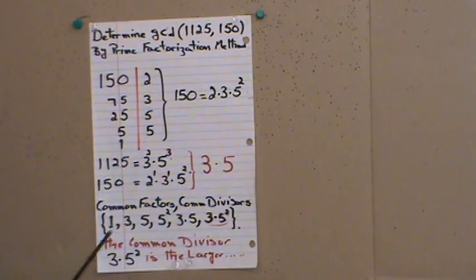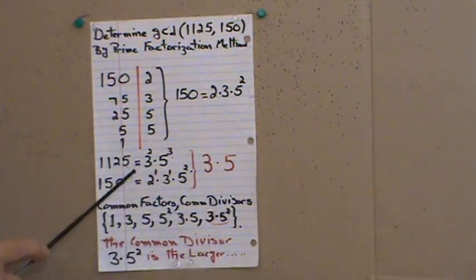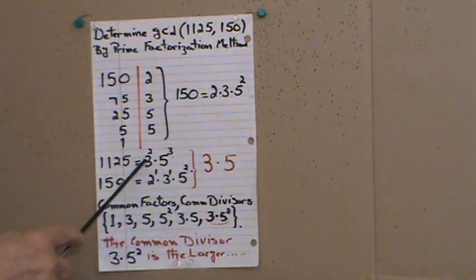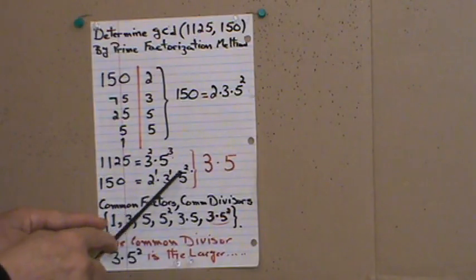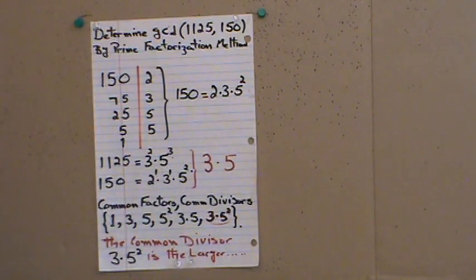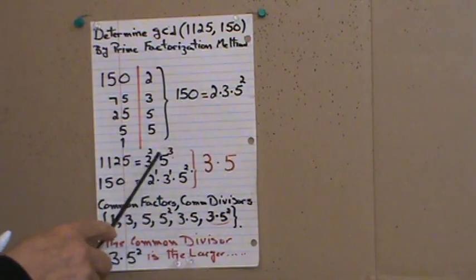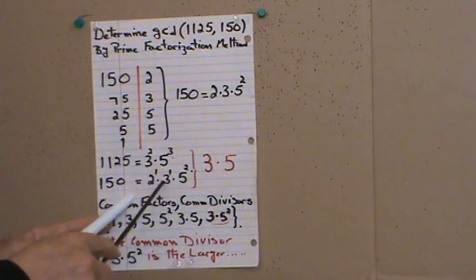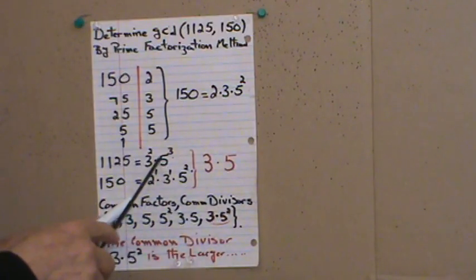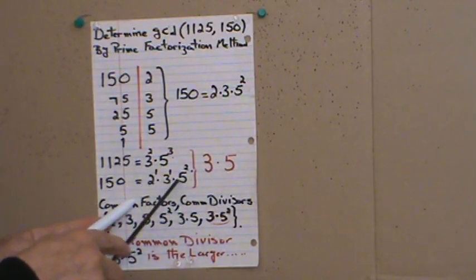Now, 1125, as we already went through, ended up to be 3 squared, 5 cubed. Then the other one, 150, ended up to be 2 times 3 times 5 squared. So what you do to find the greatest common divisor of these two, first you look to see what factors they have in common. Don't look at the power, all right? Just ignore the powers. This has 3, this has 3, so 3 is here. 5, this one has 5, this one has 5.